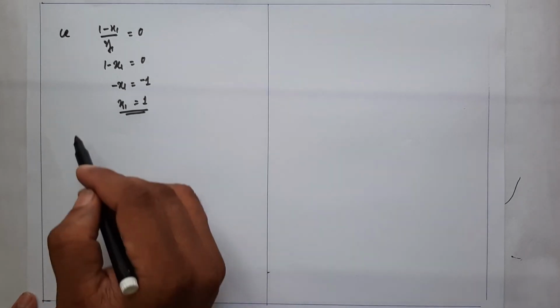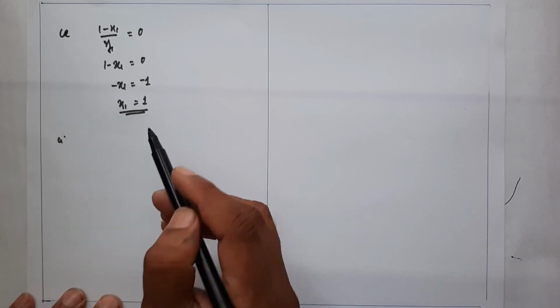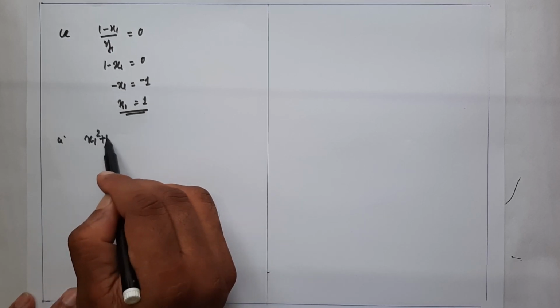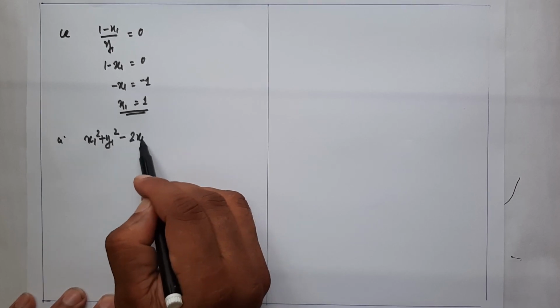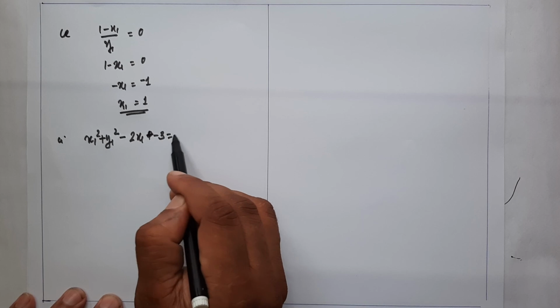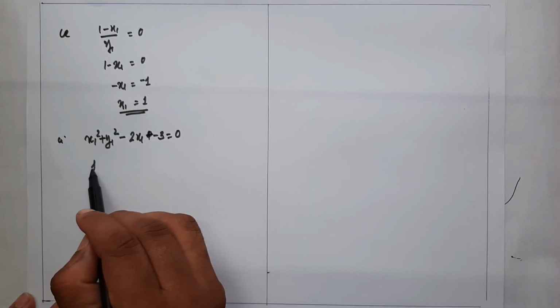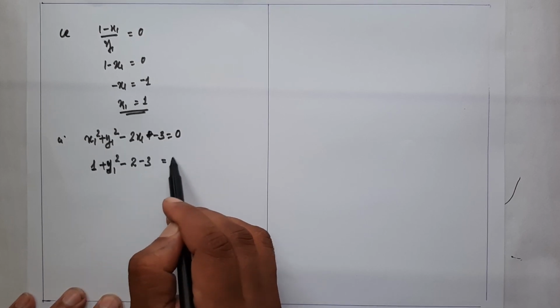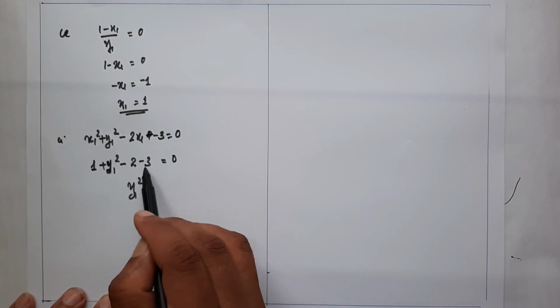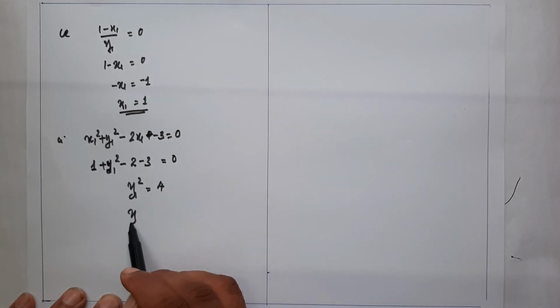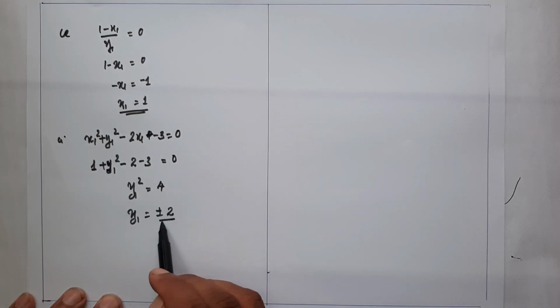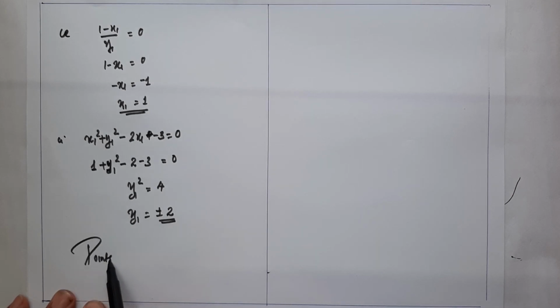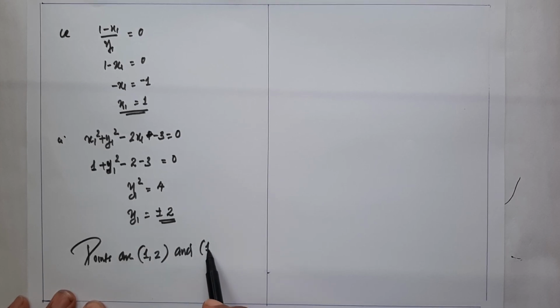x1 y1 is a point on the curve also. Therefore x1 y1 satisfies the given curve. That is, x1 square plus y1 square minus 2x1 minus 3 is equal to 0. When we put x1 equal to 1, we get 1 plus y1 square minus 2 minus 3 is equal to 0. And therefore y1 square is equal to minus 5 plus 1, that is minus 4 equal to plus 4. And therefore y1 is equal to plus or minus 2. Therefore the required points are 1, 2 and 1, minus 2. That's all.